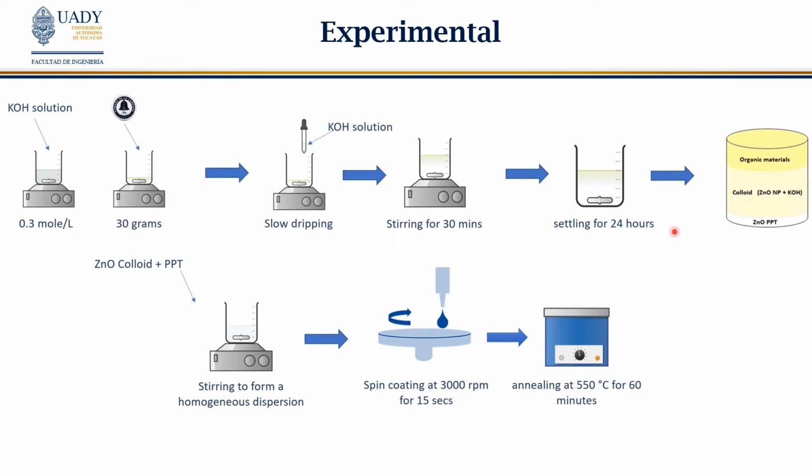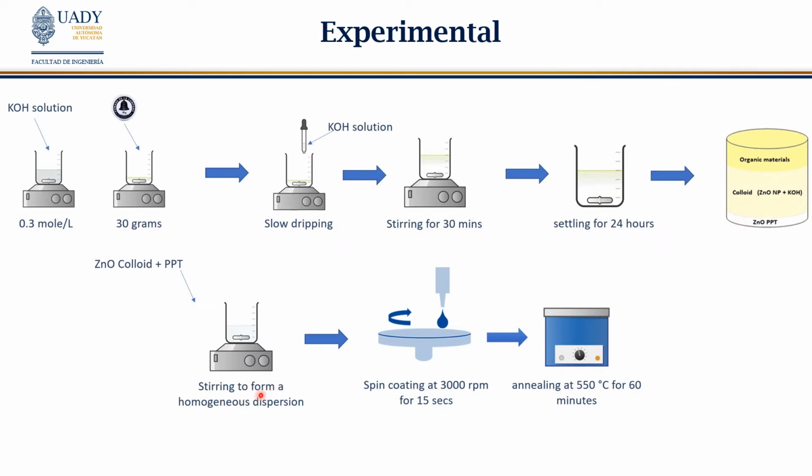By then, three layers were clearly formed in the beaker: a top layer containing the organic materials found in the commercial product, a layer of zinc oxide particles precipitated at the bottom, and a colloid between them which contained the solution of KOH with suspended zinc oxide nanoparticles. The organic top layer was separated from the beaker, while the colloid and the precipitate were stirred again overnight.